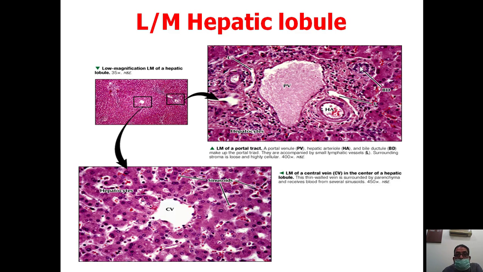अगर कोई पूछे कि पोर्टल वेन कैसे आइडेंटिफाई करोगे, हेपेटिक आर्टरी कैसे आइडेंटिफाई करोगे, एंड बाइल डक्ट. इस डायग्राम में आप गौर से देख लें स्ट्रक्चर. Portal vein is larger, having a larger diameter. Lining endothelium is present, but there is no tunica media. It is a collapsed or larger blood vessel having blood in it as well.